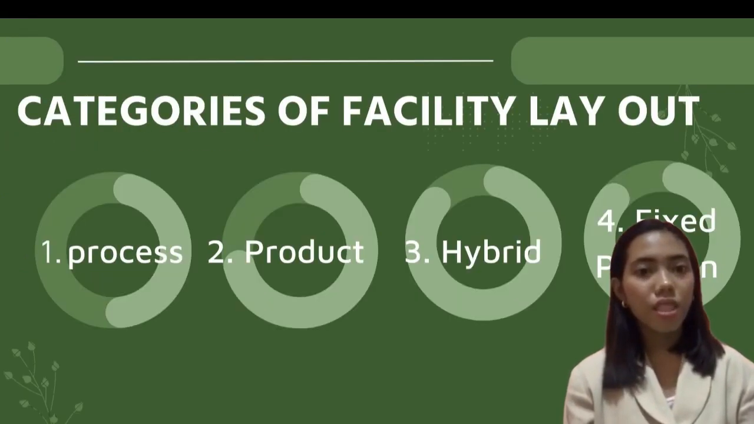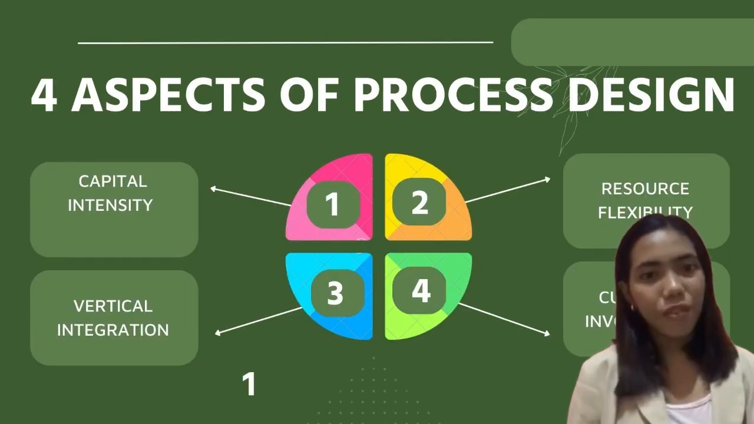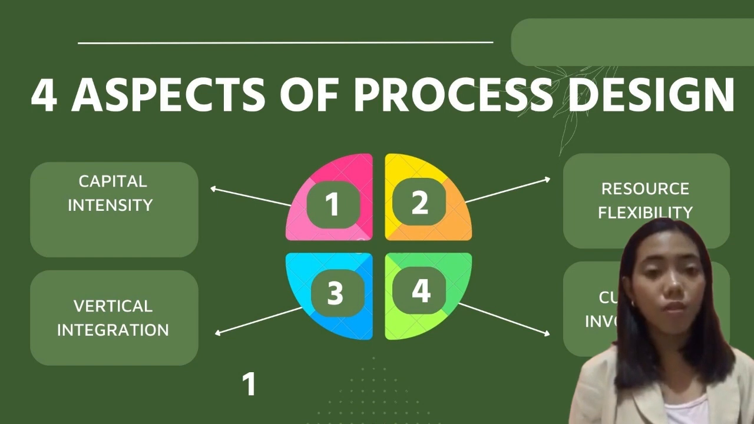And categories of facility layout. First is the process, second is the product, third is the hybrid, and fourth is the fixed position. Four aspects of process design: the capital intensity, the resource flexibility, vertical integration, and customer involvement.